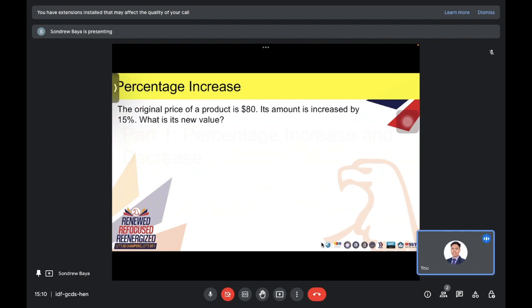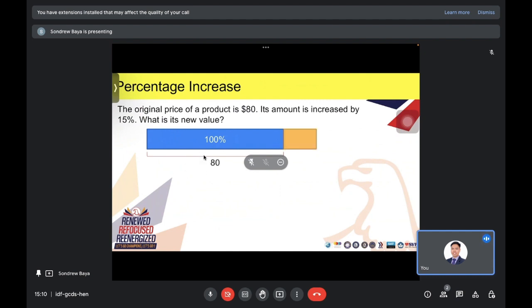For you to be able to visualize this, we can think of it this way. So we have this product whose amount is 80. So this is the original amount of the product. Now, since we are increasing it, we are adding another value, which is 15% of the original. And this is something that we do not know. So that we will get the new value, we have to find what is 15% of the original product. Hence, giving us the way to find the percentage increase.